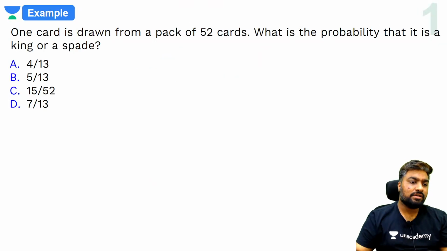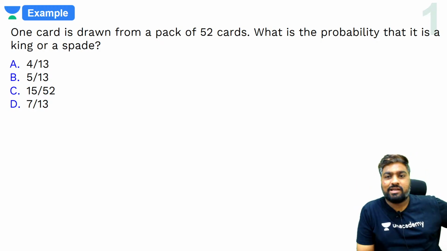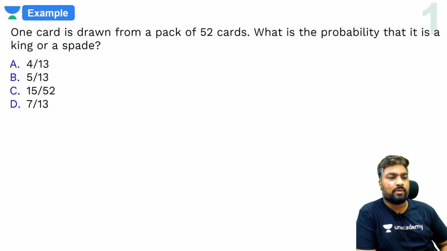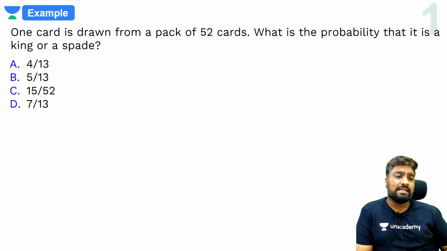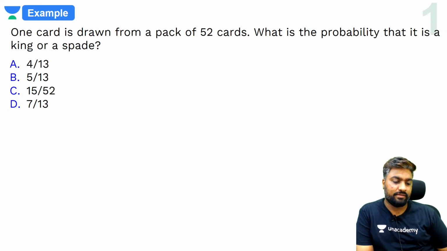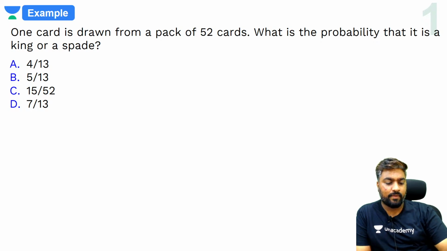If that's understood, let's quickly start with the example questions. That's the amount of theory that this concept needs, right? So let's start with examples. Let's quickly try them out. Our first question says one card is picked or drawn from a pack of 52 cards. What is the probability that it is a king or a spade? Quickly try this, guys. That simple question, very basic question, quick.